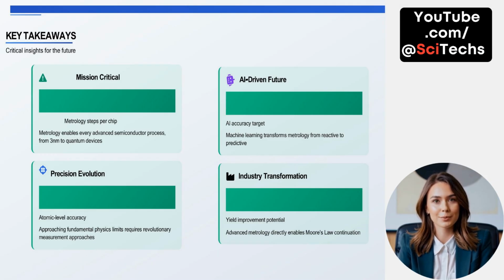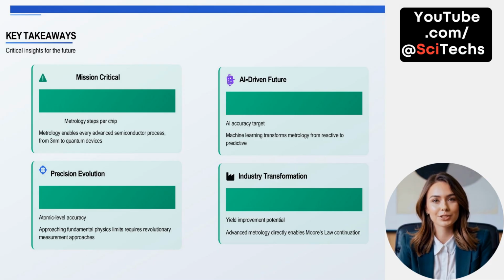The future is shaped by an AI-driven transformation. AI targets ultra-high accuracy, enabling real-time predictive metrology. By shifting from reactive responses to proactive corrections, machine learning models are redefining how data is used in fabs. This allows earlier defect detection and smarter decision-making.